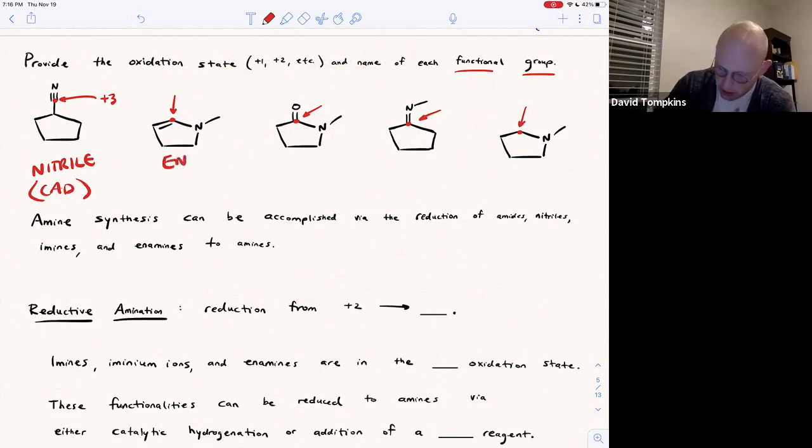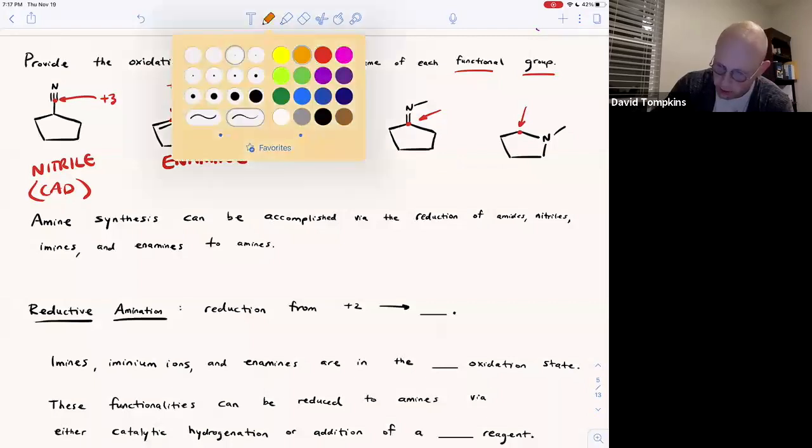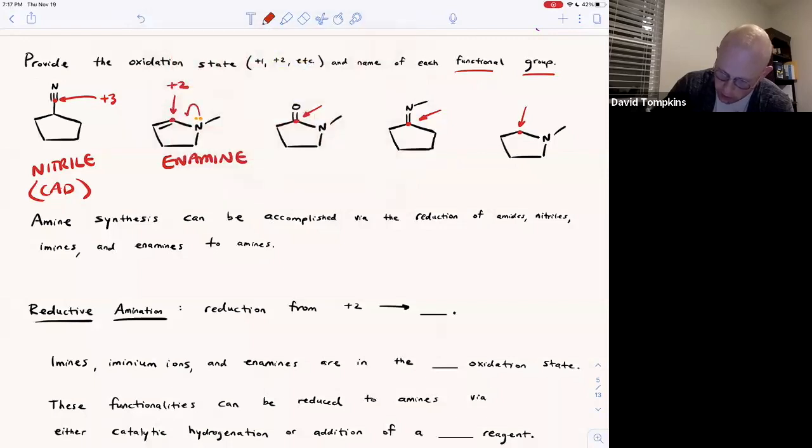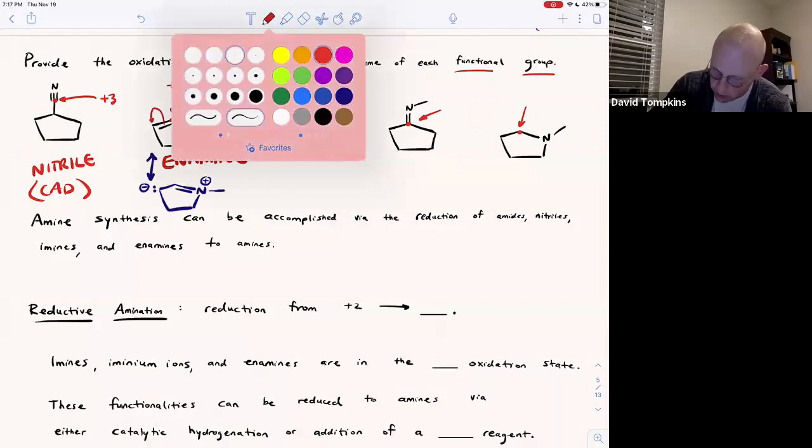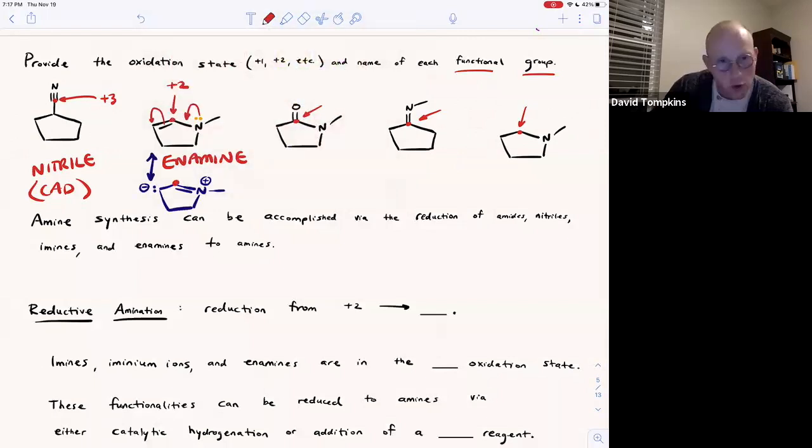The next one is an enamine, where we have an alkene that's in conjugation with an amine. And if you have trouble seeing that this is +2, then you can simply draw a resonance form, where this lone pair donates down, and you can show a nucleophilic lone pair on the alpha carbon. So now we can see that there's double bond character between C and N, or there are two bonds to that electronegative nitrogen.